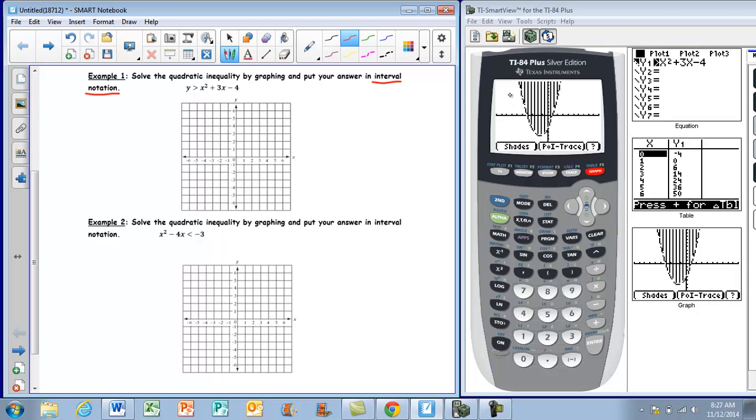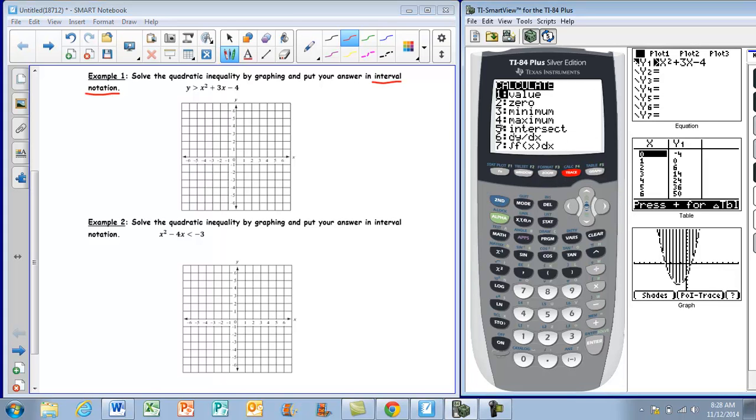So in order to move this graph over to yours, the first thing we're going to do is find the actual vertex. So if you go to second, calculate, and this is a minimum, so you're going to go 3. Remember, you have to pick on each side. So we have to scroll down here.